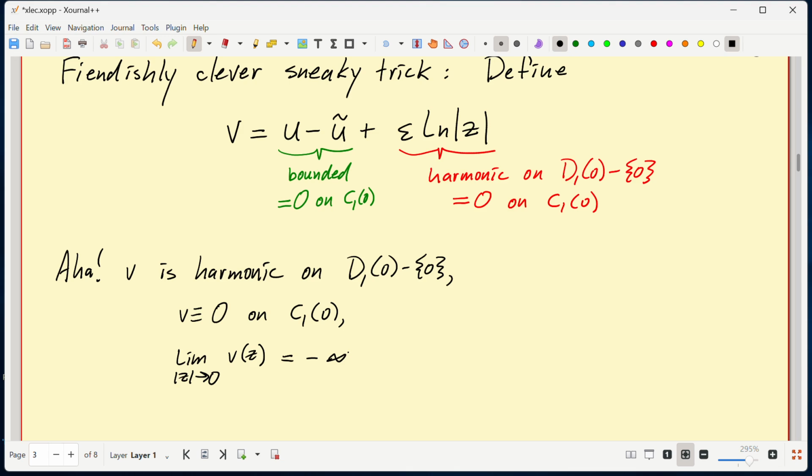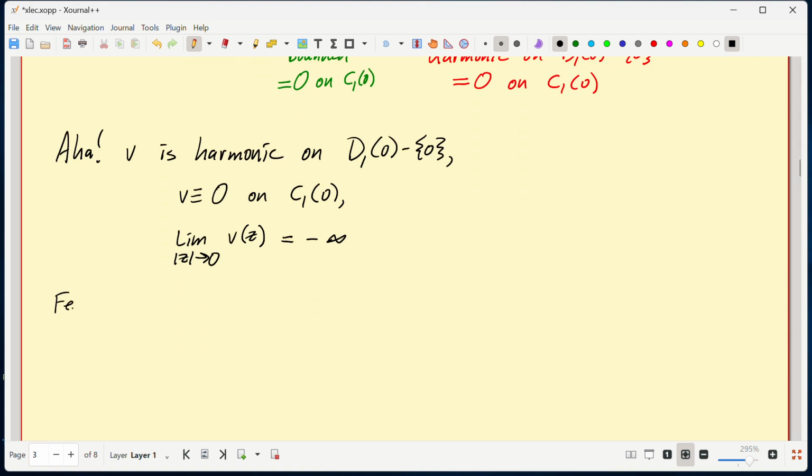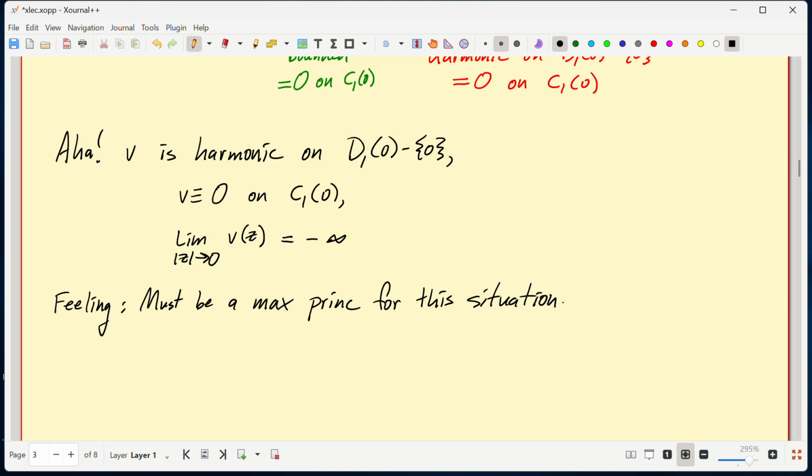And we'll see that it's not going to make any sense. So that feeling is correct. So the feeling is there must be a maximum principle. And there is one. There must be a maximum principle for this situation. And there is. Let's see what it is.